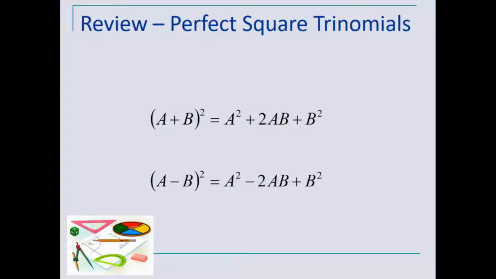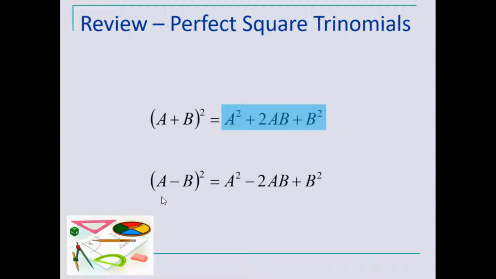To factor perfect square trinomials, we need to recognize the following patterns. When we have a binomial squared, we have the following result, which is the square of the first term, the product of the first and second doubled, plus the square of the second.